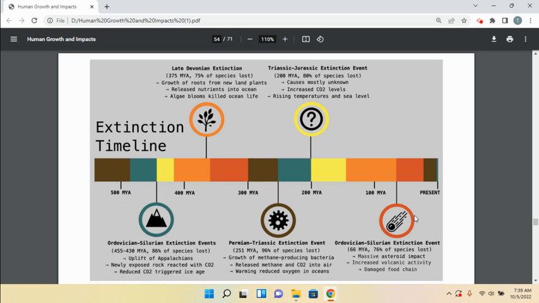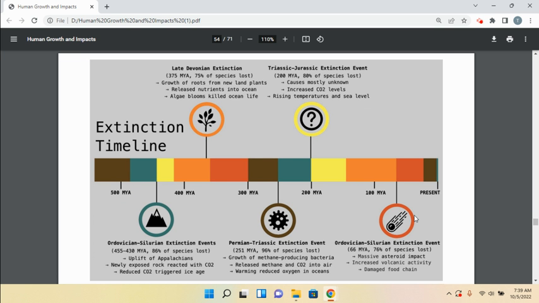This is a map of all the ones that have happened through history. We have the Triassic-Jurassic one, where we lost 80% of species. We had the late Devonian one, where 75% of all species were lost. You can see the Permian-Triassic one was 96% of all species. You can see on here what caused those.